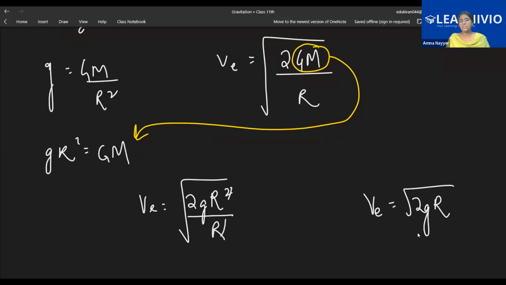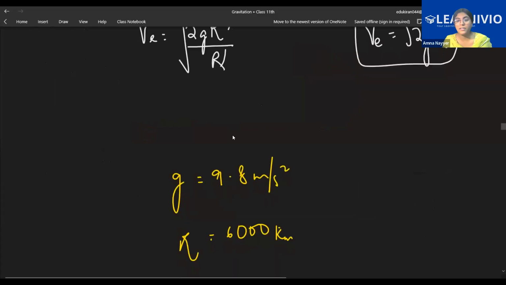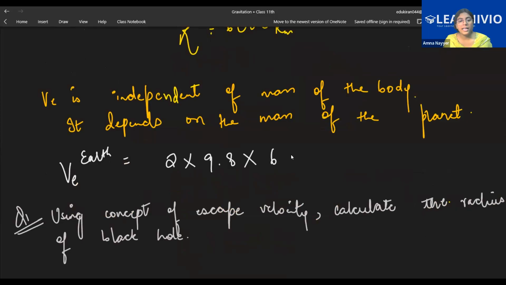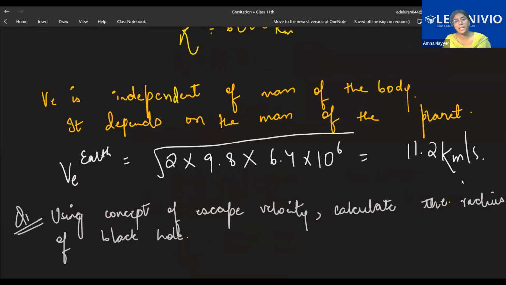This is also a formula. This is actually the formula of escape velocity, where you know the acceleration due to gravity is put as 9.8. So when you put all the values, you will get the value of escape velocity of Earth. See, if we put everything in this formula, 2 into g, which is 9.8, into radius of Earth, 6.4 into 10 to the power 6, when you put all these things together, you will get 11.2 kilometer per second. So this value also has to be remembered. Write it.